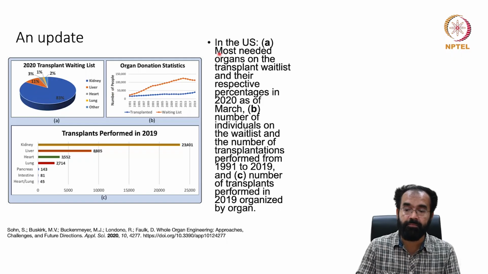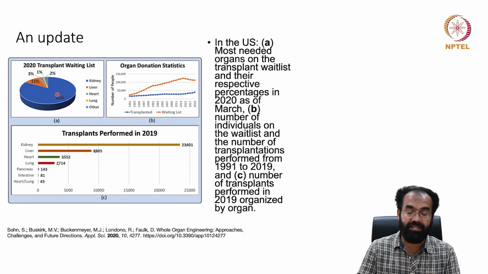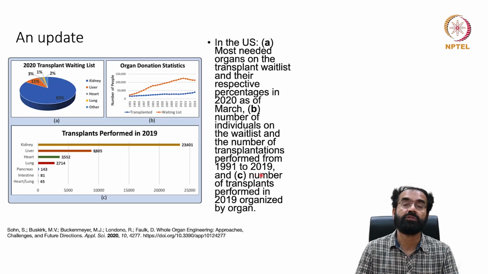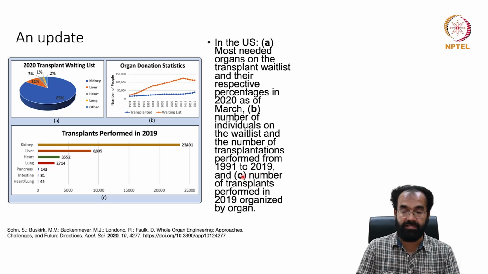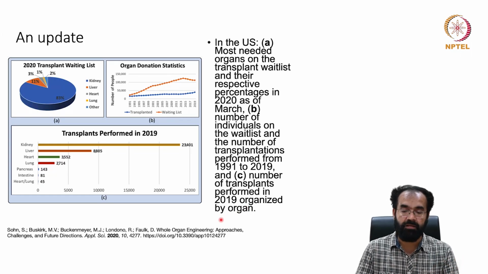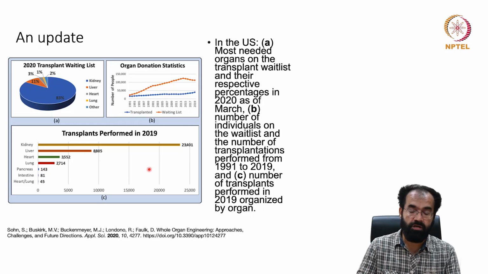If you look at an update in the US, this is the statistics from 2020 from a published paper. The most needed organs on a transplant wait list and their respective percentages in 2020 are given in A, and in B the number of individuals on the wait list and the number of transplantations performed from 1991 till 2019, that means roughly around 30 years, is shown. And in C, the number of transplants performed in 2019 is organized based on whichever organ you are talking about.